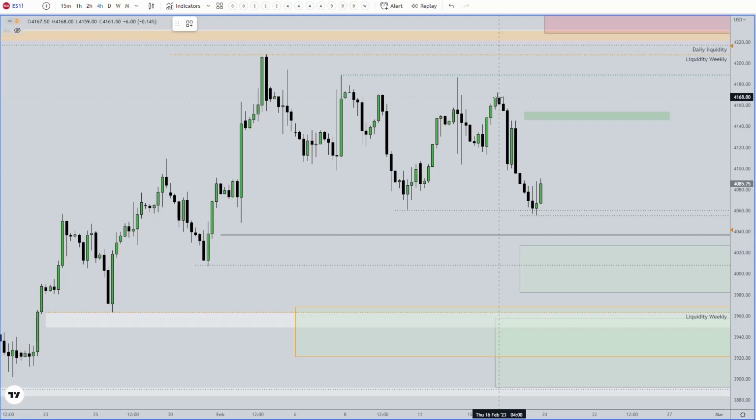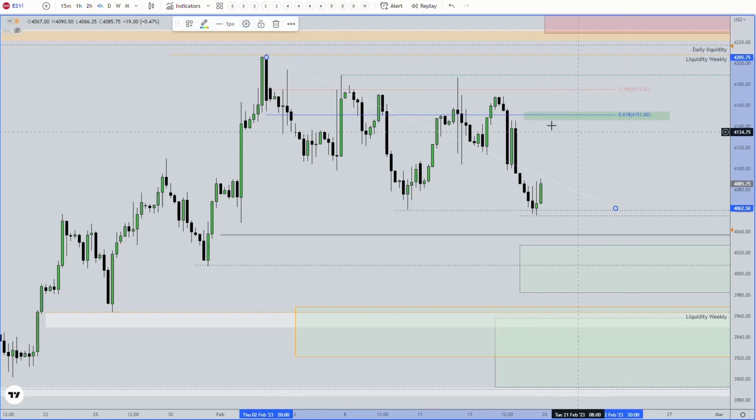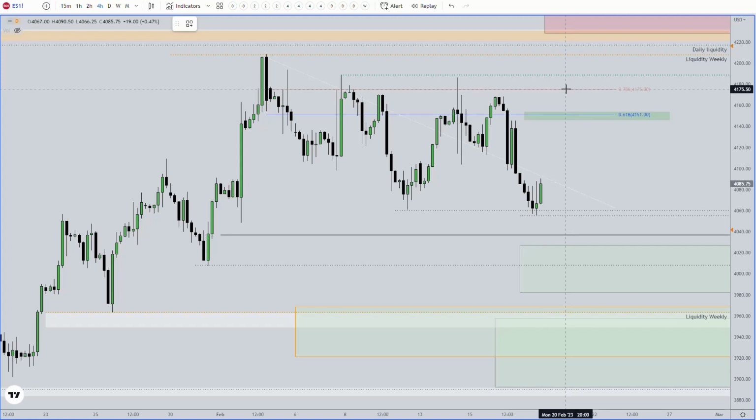Throwing on your FIBs, you will also then realize that this 4-hour fair value gap lines up nicely with the 0.786 on the 4-hour time frame from our last leg down. And not only that, if you pull the FIBs from the current top, you see that we have confluence with the 0.618, and all of a sudden you would find yourself within a 4-hour target box if we made it up here.